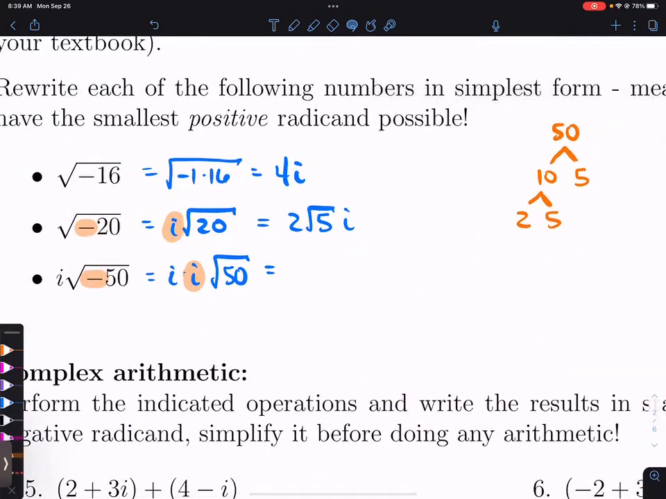So we've got i squared times 5 square roots of 2. But what's i squared? What is i? i is the square root of -1, so i squared is -1.